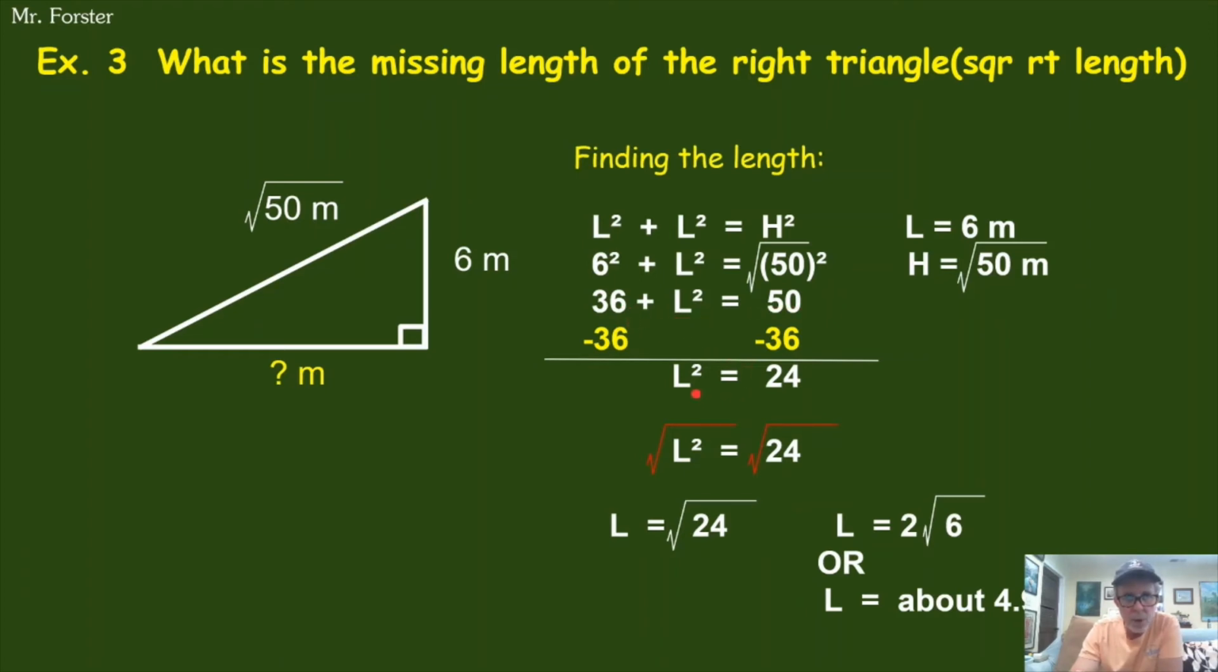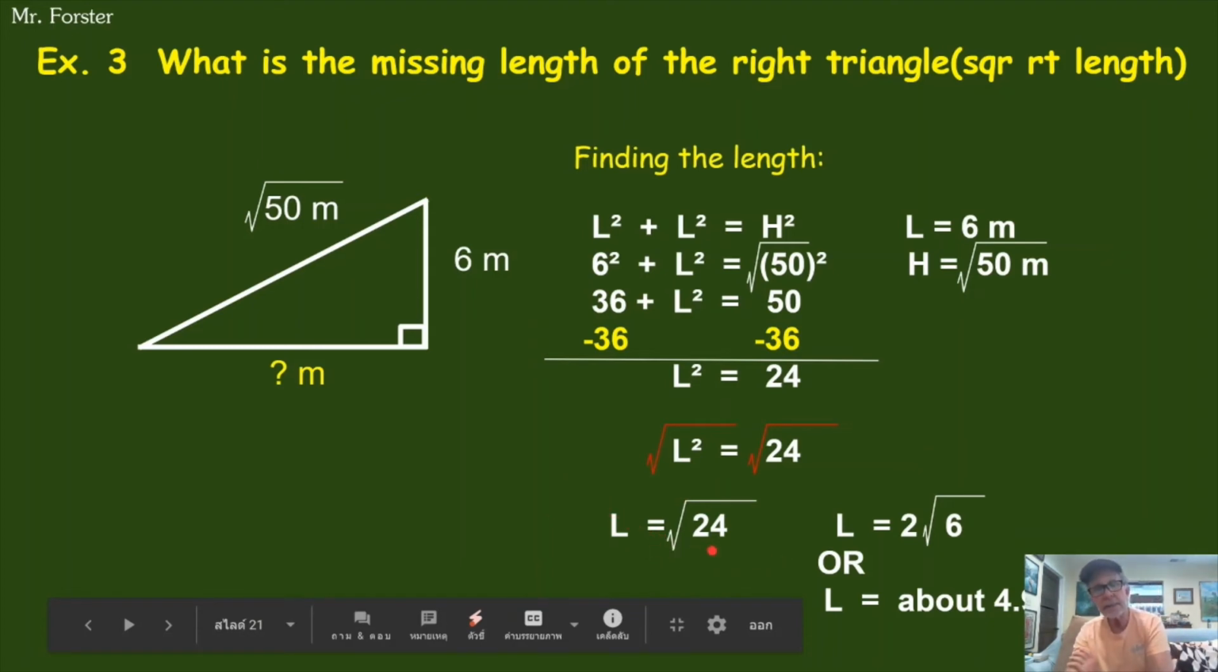And so here by solving, I get L squared equals 24. And I take the square root of both sides. Again, always the last step is taking the square root of both sides. And we see that the length of this side over here is the square root of 24. Of course, that's 4 times 6. So the square root of 4 is 2, and the 6 stays inside.